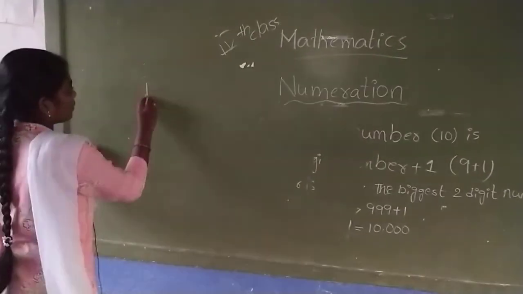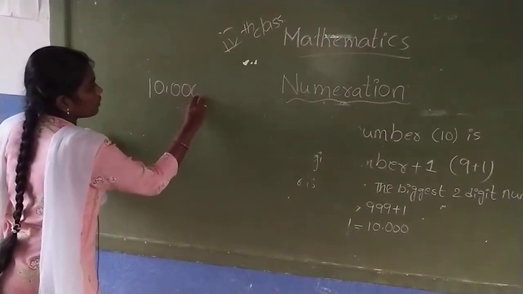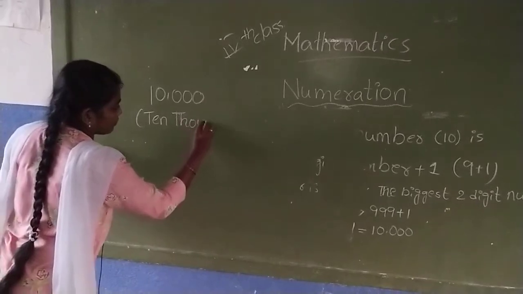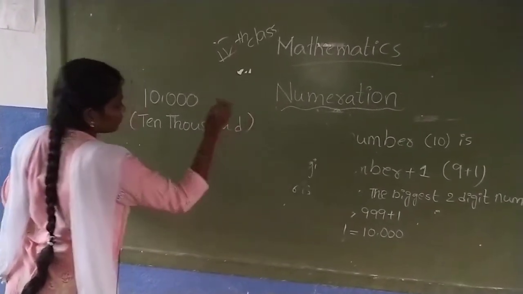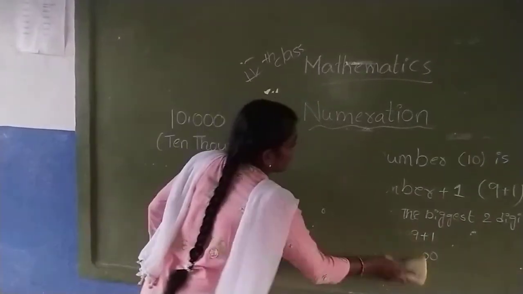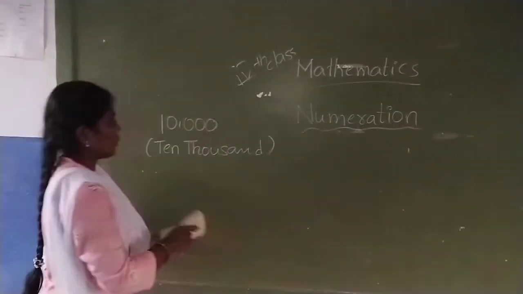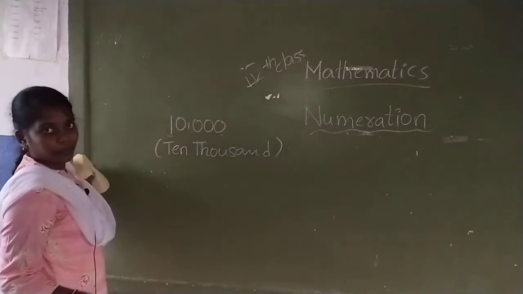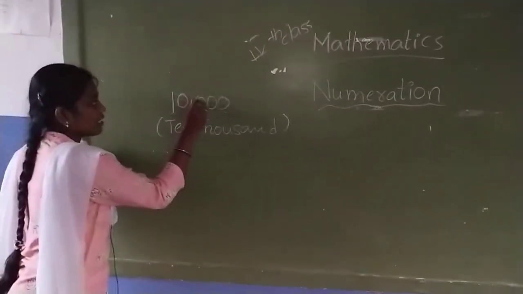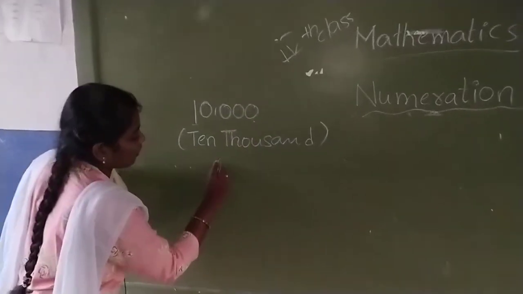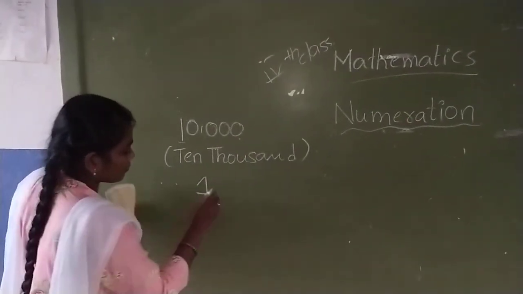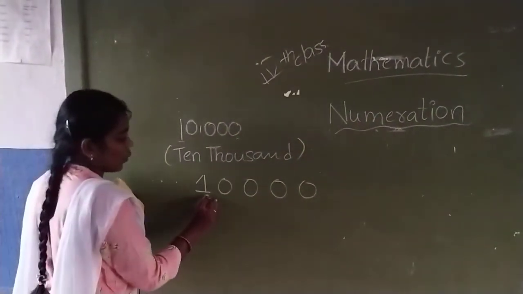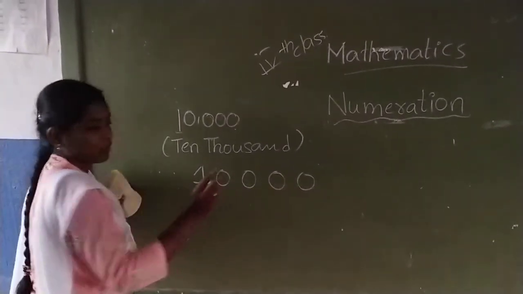In this 10,000 we have 5 digits, that is 1 numeral and 4 zeros right to the 1.